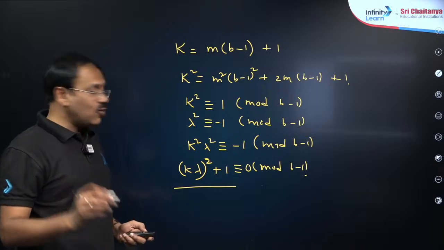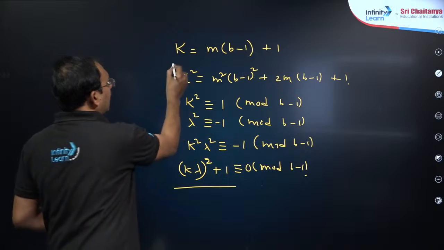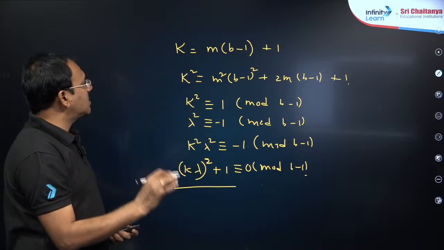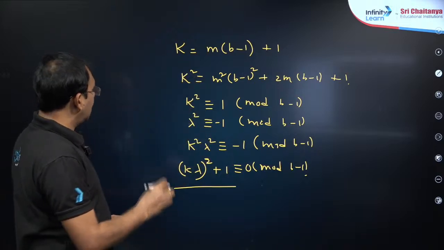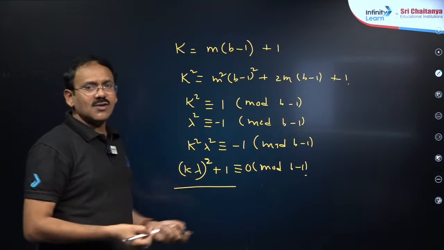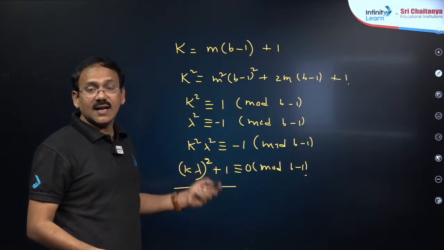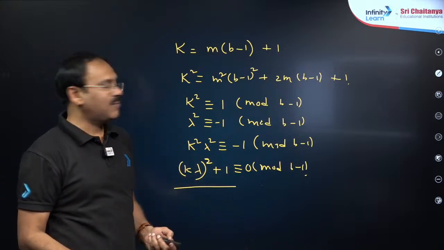That means if you are given a payable number lambda, I am forming a new number k, which is m into b minus 1 plus 1, such that k into lambda is also a payable number. So m, you can take any number. So definitely you can say that there exist infinitely many payable numbers.